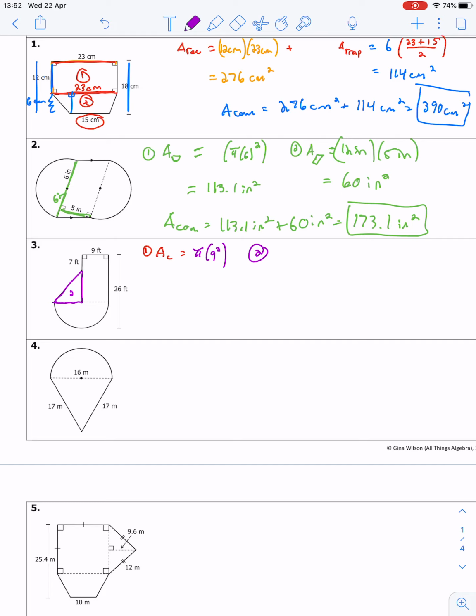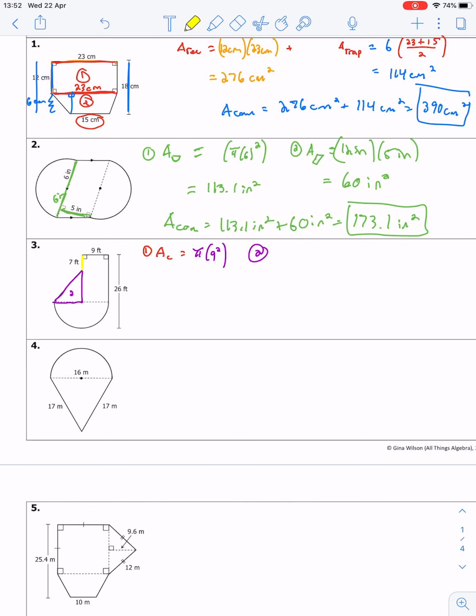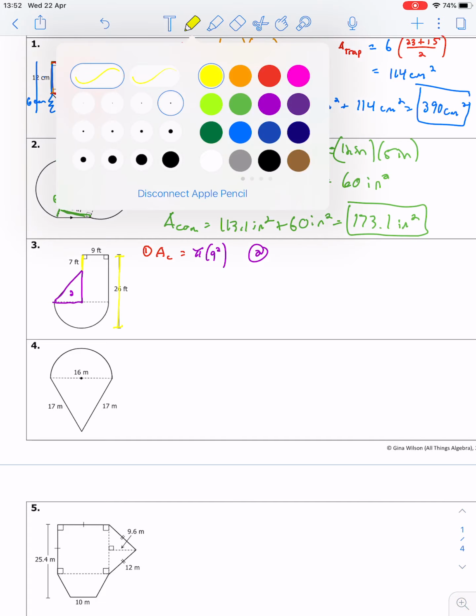Let's see here. So it tells us this little section right here is 7. Okay. We also know that this whole thing is 26. Good to know. So if that's 26, we're gonna have to do a little creativity here.